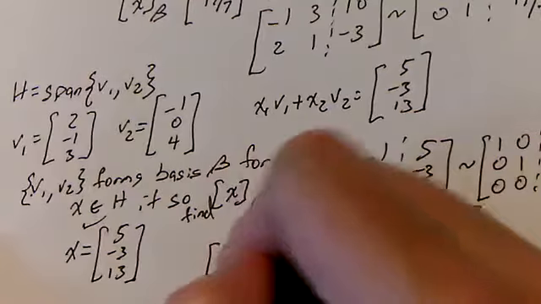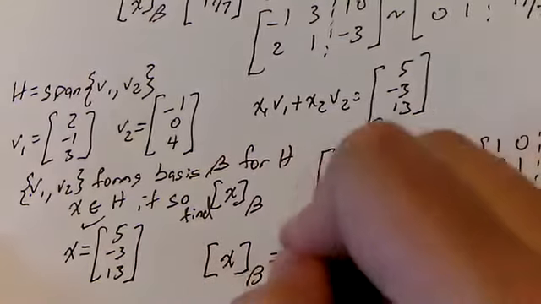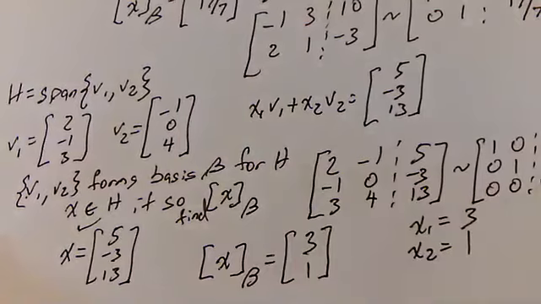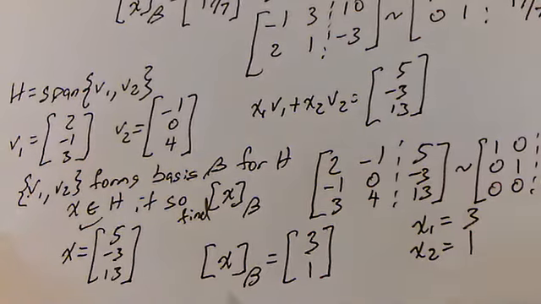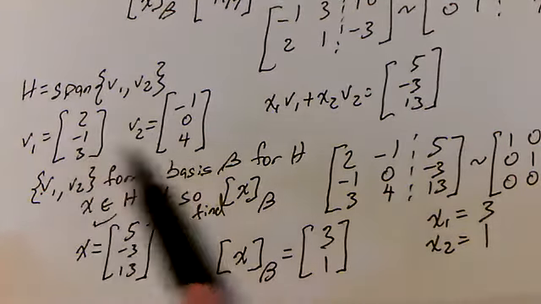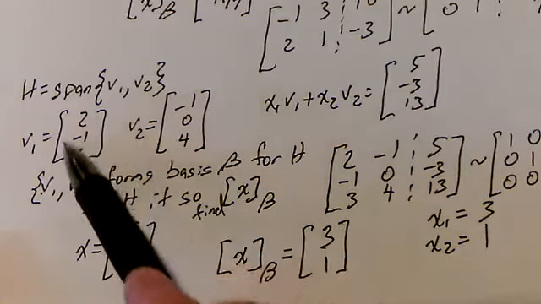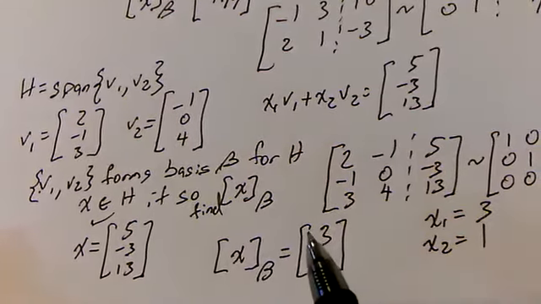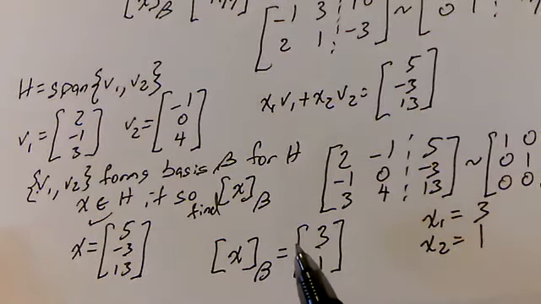And my coordinate vector with respect to the basis B has only 2 inputs in it, 3 and 1. Okay, because I have only 2 vectors in my basis. So even though my vectors here are in R3, this forms a plane. Planes are 2-dimensional, so my coordinate vector has just 2 coordinates.